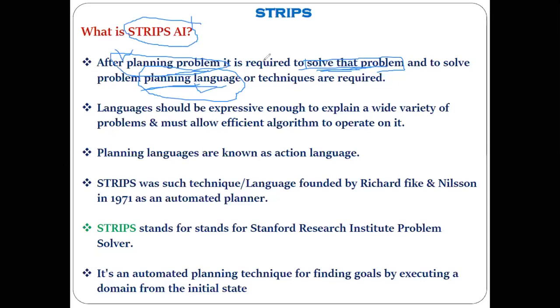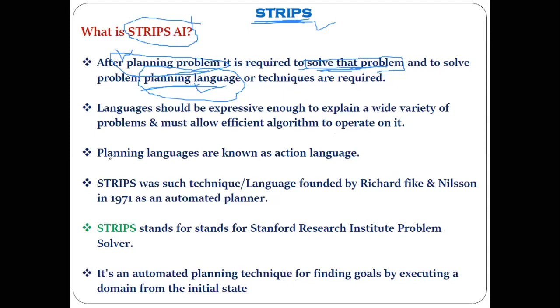Understood. And STRIPS is nothing but that kind of technique or language. What is STRIPS? STRIPS is the language which helps to do the planning. Just like you use the C language to express your logic, in the similar way, for the AI agent to do the planning, a specific language was found, that is STRIPS.